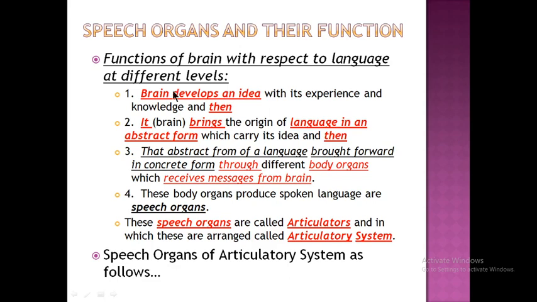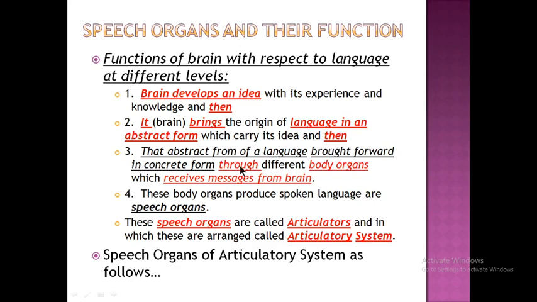Functions of the brain with respect to language at different levels, we have already discussed in the mechanism of speech. Still, we will go through these again. At the first level, the brain develops an idea, and we understood this with the help of a graph as well, where 6 different steps were there. So the brain develops an idea with its experience and knowledge. With a combination of experience and knowledge, the brain develops an idea. Then it brings the origin of language in an abstract form, means the brain is responsible to bring the language into an abstract form which carries its idea.